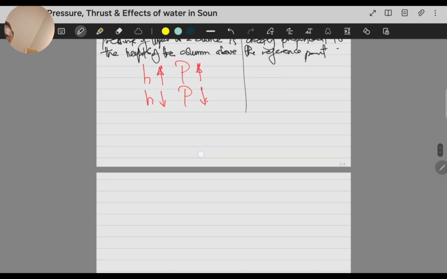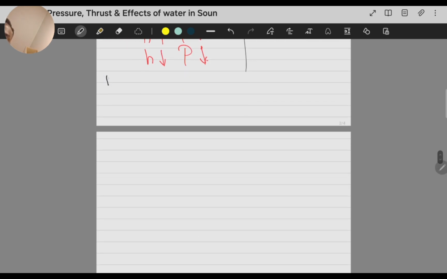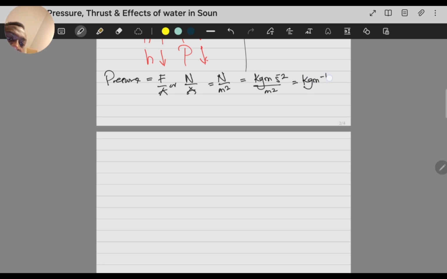So we know that pressure is actually force over area, or we can say weight over area. It's measured in newtons per meter squared, or in SI units, kilogram meters per second squared over meter squared, and then we can have it as kilograms per second squared per meter. Okay, this is another unit.